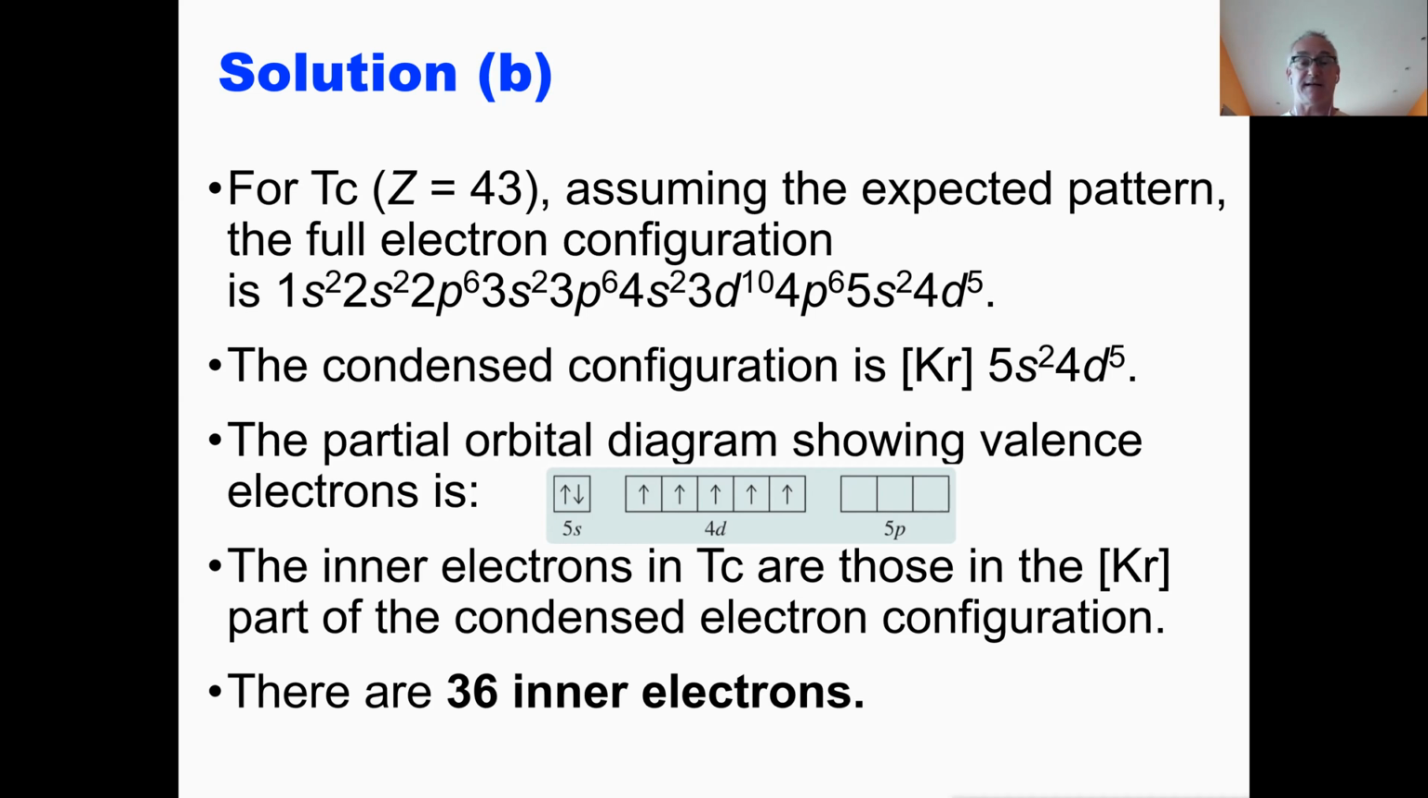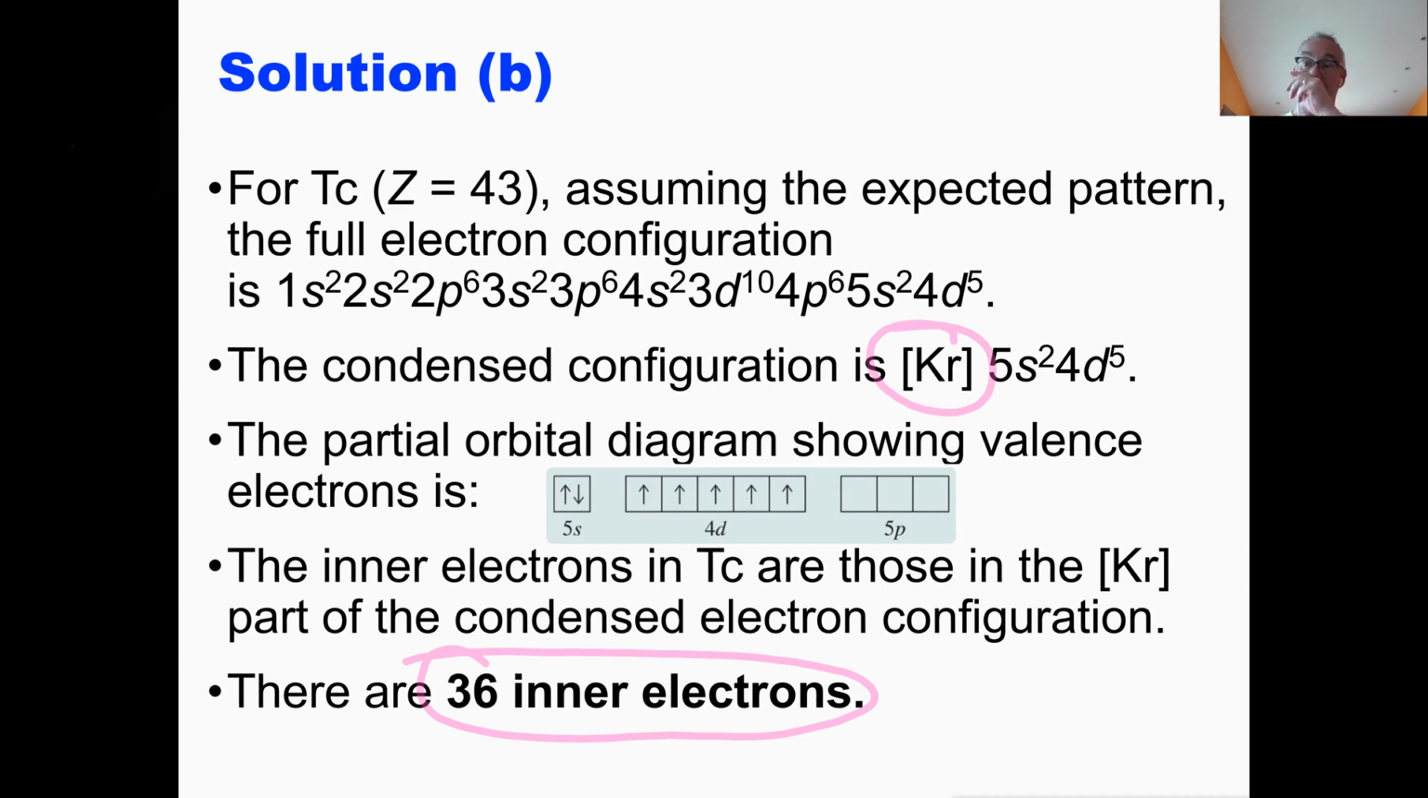36. And so that's how we know that technetium has 36 inner electrons, because that's basically what that means: krypton is the noble gas configuration. Those are the really stable electrons that ain't going anywhere. So those are the inner electrons. Any electrons further away from the core electrons of the noble gas configuration are the valence electrons.